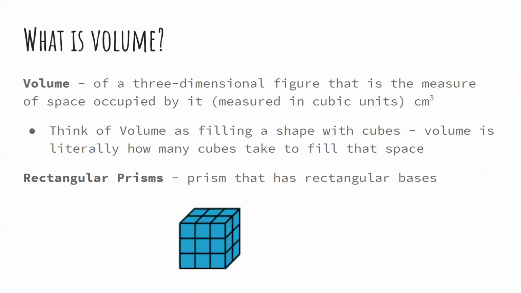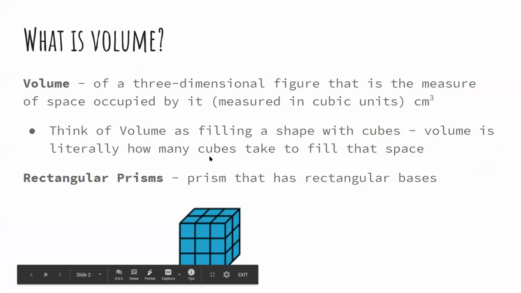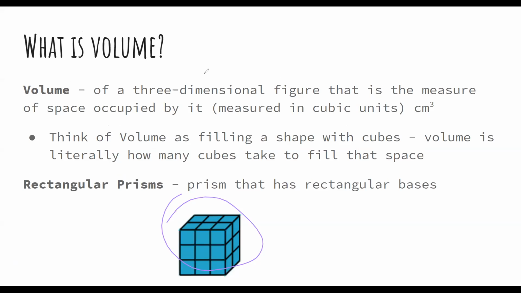So what is volume? There's the actual definition there for you to read, but if you want to literally think about volume, it's taking a shape and filling it with cubes. So if you've ever seen something like this shape right here, those little cubes are filling it. If you count the front, there are 9 of them, and then there would be 9 on the back. So the volume of the shape would be 18.